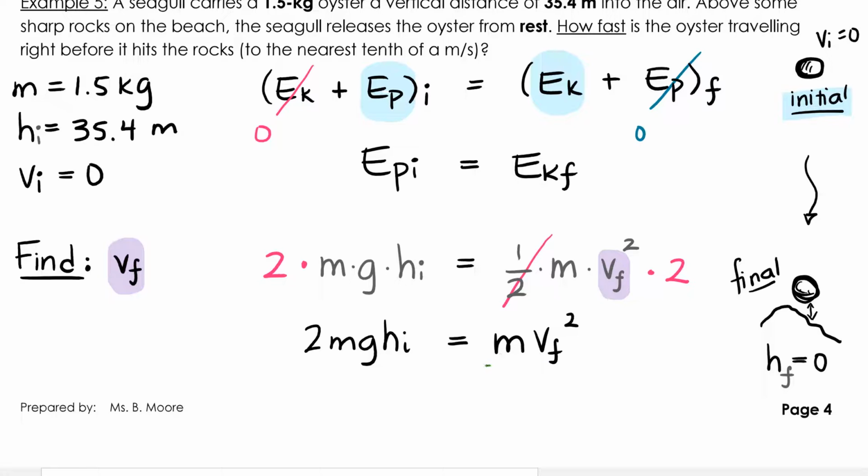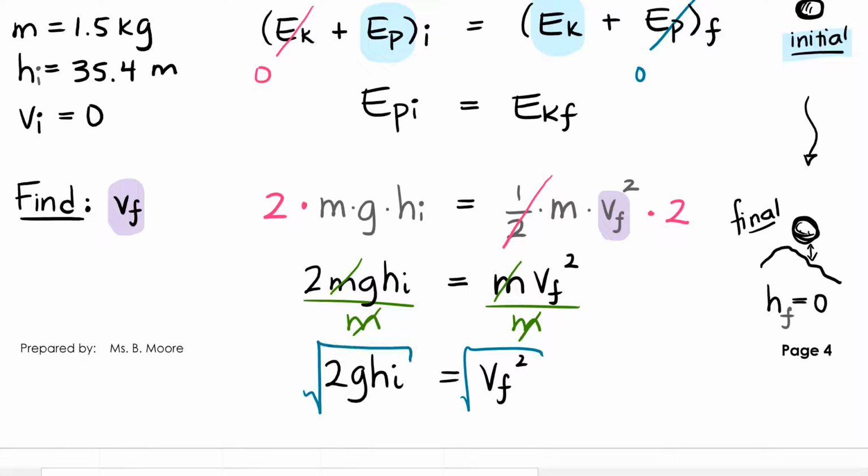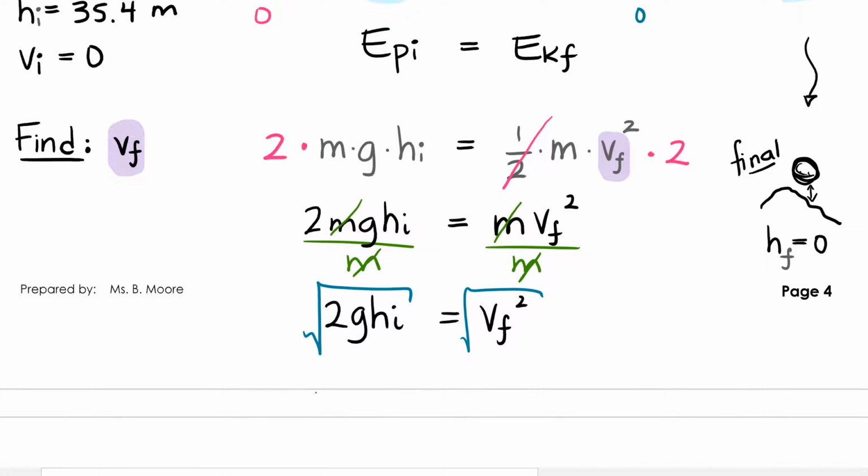Next, let's divide each side of the equation by mass, m. This will cancel out on the v_f side of the equation. Now we have 2 g h_i equals v squared, because the mass also canceled out on the other side of the equation. Finally, we need to square root each side to undo the square on our v final. We're left with the square root of 2 times g times h initial equals v final.